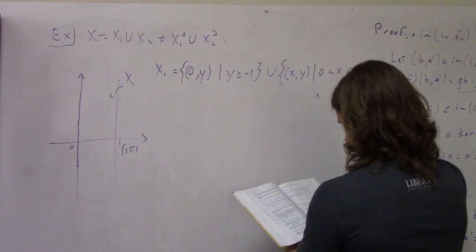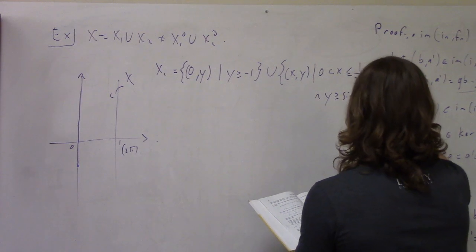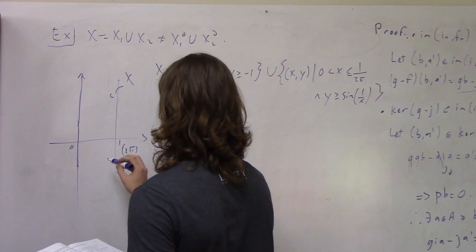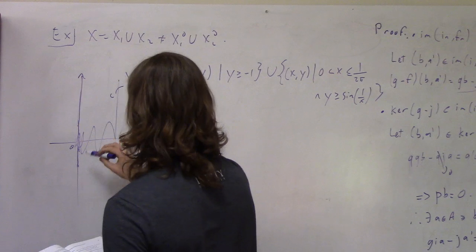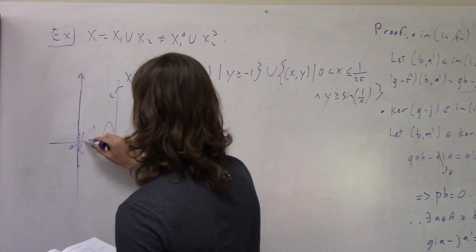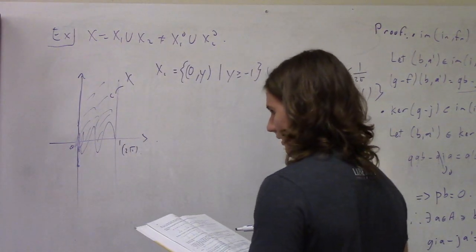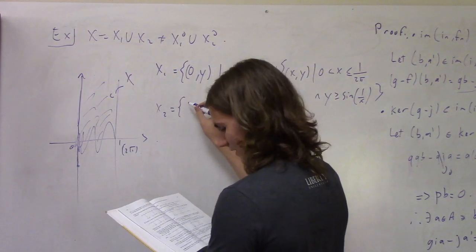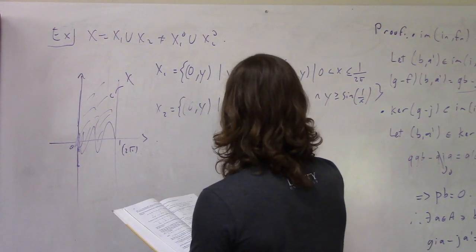And y is greater than or equal to sine of 1/x. Very strange stuff right here. So sine of 1/x, if you'll recall, is pretty messed up. It's like that, and so X1 is this union, everything that's up here. And X2 in this example is pretty similar: (0,y) such that y is less than or equal to 1.